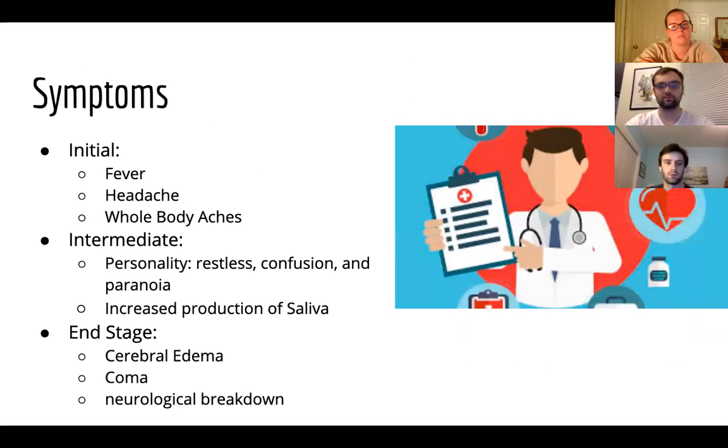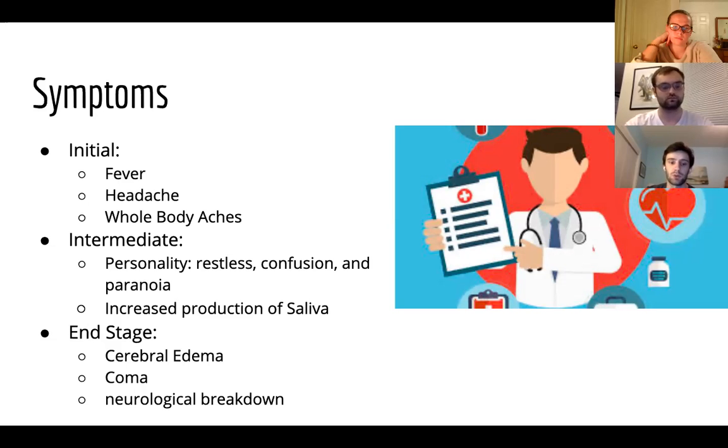So the symptoms of rabies initially will be a fever, headache, and typically tingly or whole body aches. After the virus has made its way to the brain, you'll now start to see personality changes that are typically portrayed in movies, like restlessness, confusion, and paranoia. Typically, people don't want to drink water and have very spasmodic throats or vocal cords, as well as an increased production of saliva.